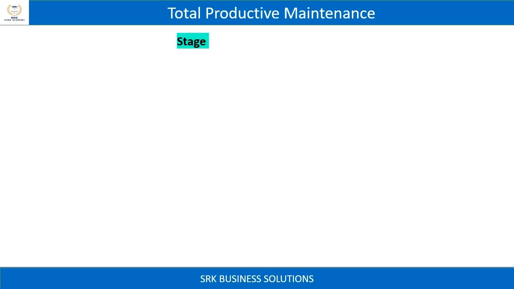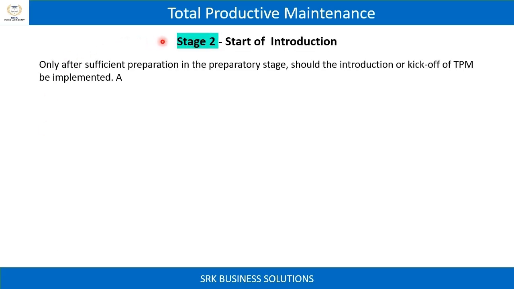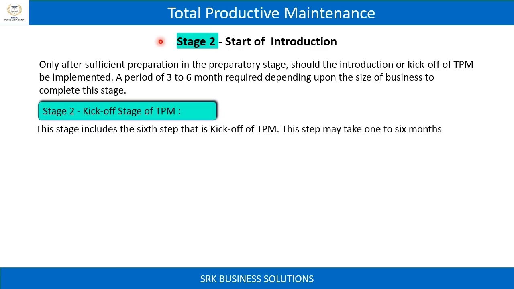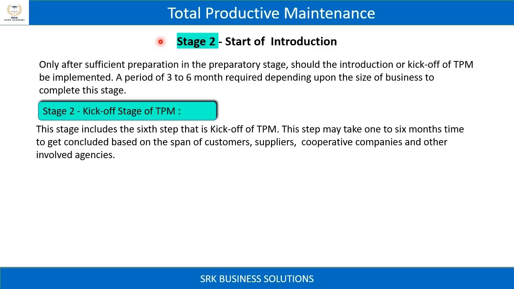Now we will see stage 2, that is, start of introduction. Only after sufficient preparation in the preparatory stage should the introduction or kickoff of TPM be implemented. A period of 3 to 6 months is required, depending upon the size of business, to complete this stage. This stage includes the sixth step, that is kickoff of TPM.